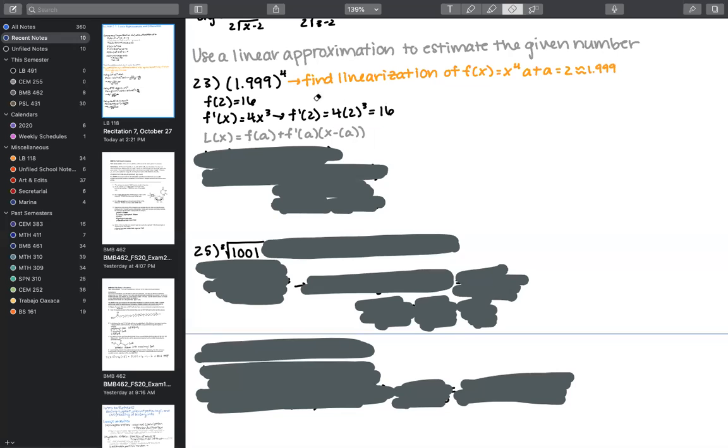And then f prime, we just drop the 4, reduce by 1. We're going to find f prime specifically at 2. I think this is 32. Yep.